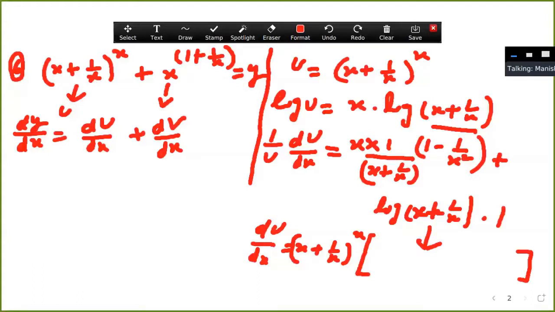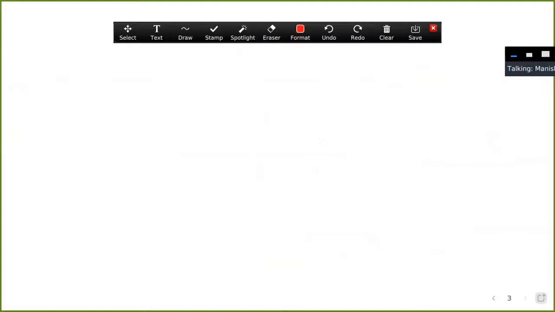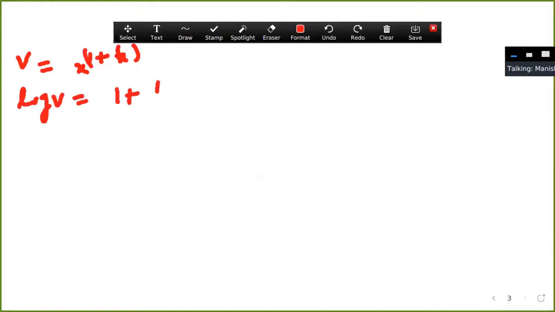Now for dv upon dx, you have to take the second statement, that is v, it is given to you. What is v? V is equal to x to the power 1 plus 1 upon x. Now taking log, you get log of v is equal to (1 plus 1 upon x) log of x.